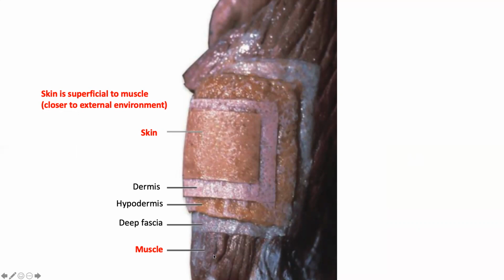So what I'm trying to say is the skin is superficial to the dermis, dermis is superficial to the hypodermis, hypodermis is superficial to the deep fascia, and deep fascia is superficial to the muscle. To make it clear, skin is superficial to the muscle. Superficial means closer to the external environment.